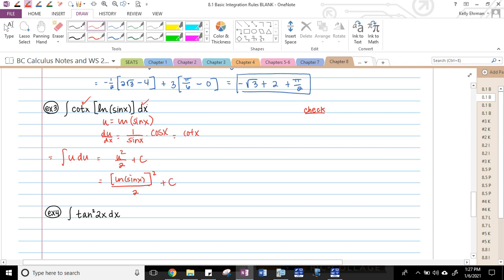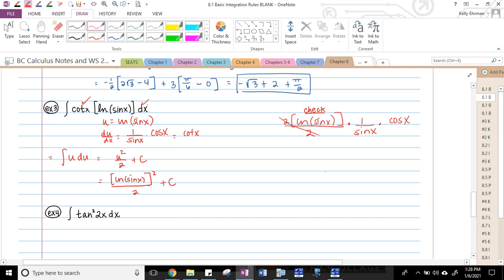Now we could check our work, right? Because we should be able to take the derivative of our antiderivative and get back to our same thing. So let's do that. Let's take the derivative of this. We would get 2 times natural log of sine x over 2. 2 times that over that. That's power rule. And then chain rule times 1 over sine x. Chain rule again, derivative of sine is cosine x.